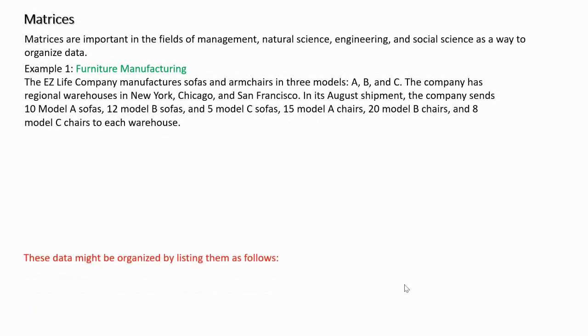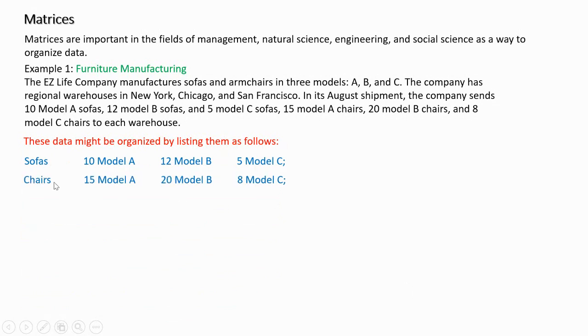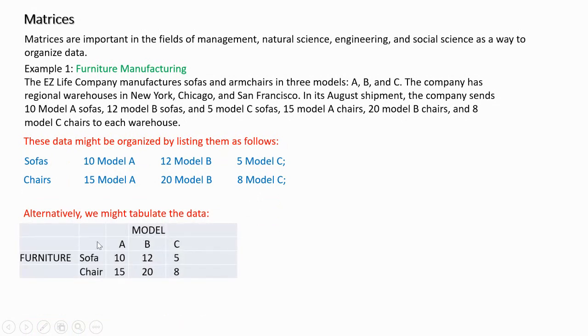Okay? So now, this data might be organized by listing them as follows. Here are the sofas, 10 Model A's, 12 Model B's, and 5 Model C's. And here are the chairs, 15 Model A's, 20 Model B's, and 8 Model C's. This is called the tabulated data. It can be done something like this, like an invoice, or it can also be put as a matrix.